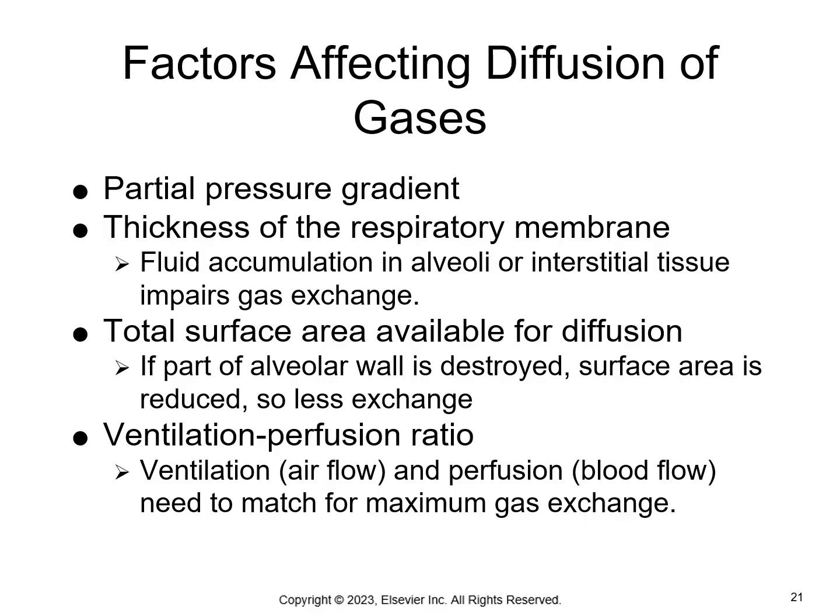This imbalance is measured by VQ ratio, or the ventilation perfusion ratio. The ventilation rate is the volume of gas inhaled and exhaled in the lungs in a given period of time, usually over 1 minute. The perfusion of the lungs refers to the total volume of blood reaching the pulmonary capillaries in a certain time period.